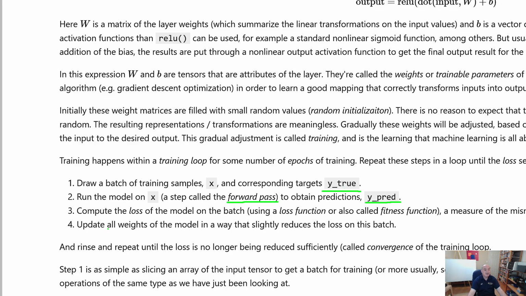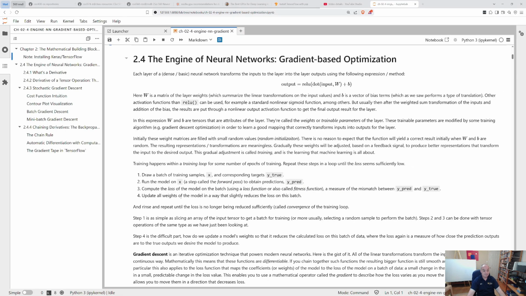And then we need some way of updating the weights. That's going to be the heart of this video. Based on this loss function, we need some way to use that as a signal so that if we modify the weights of all the layers, we reduce the loss, and the predicted outputs get closer to the true outputs that we want for our network. Steps 2 and 3 can be done with tensor operations, and we've mostly talked about those already.